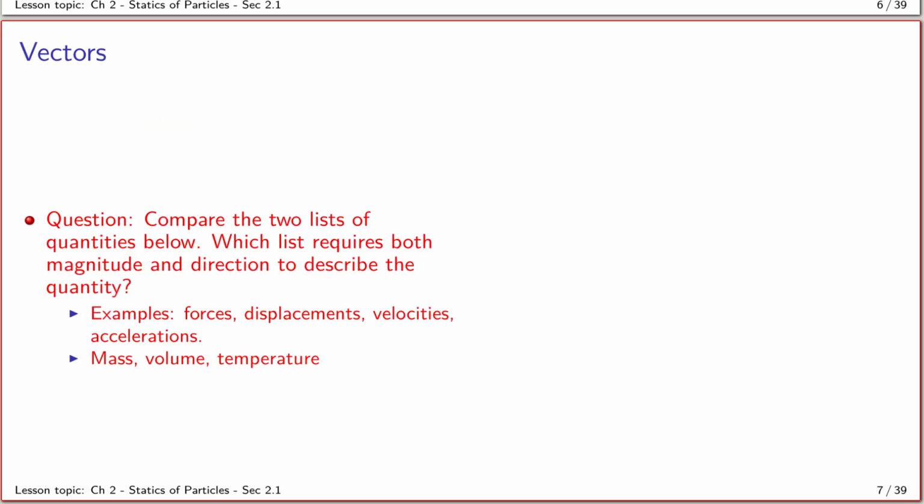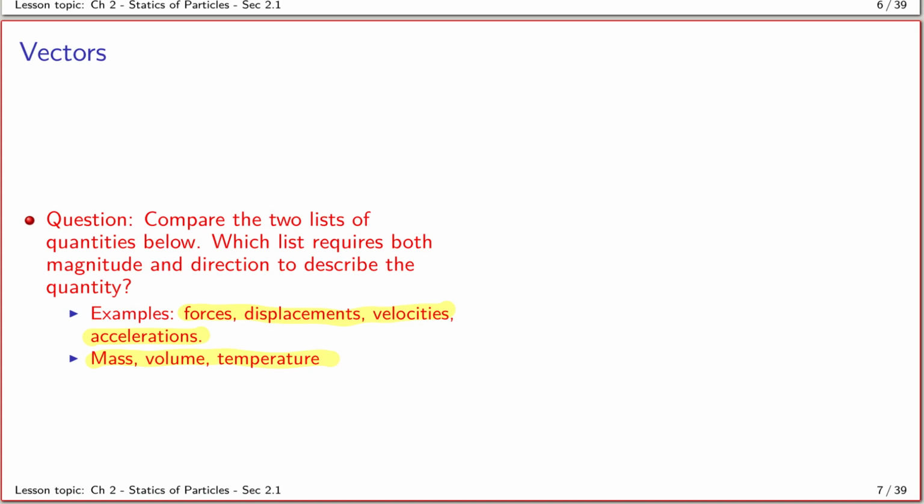So let's begin with the addition of planar forces. So first we need to understand about the nature of certain quantities we're going to deal with. So take a moment and compare the two lists of quantities below. In the first list we have forces, displacement, velocities, and accelerations. In the second list we have mass, volume, and temperature. So the question to you is, which list consists of quantities that require both a magnitude and a direction to fully describe them?